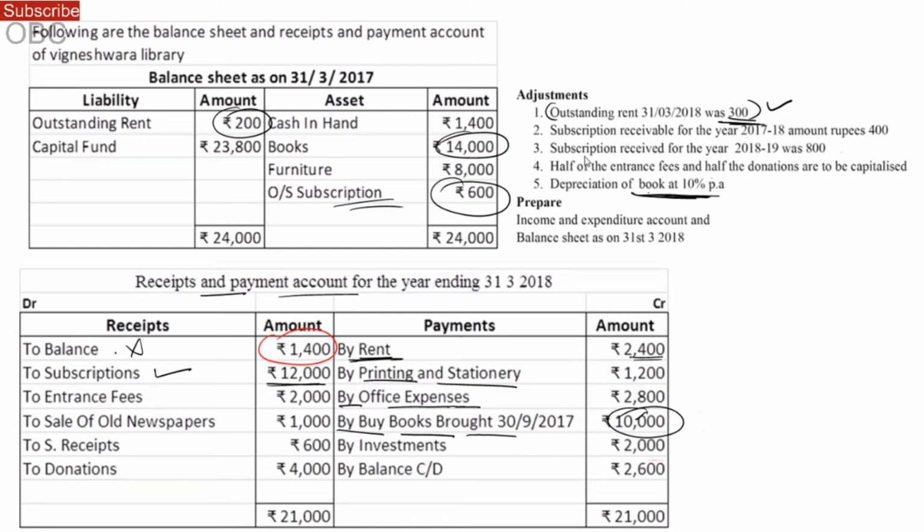We have subscription received for the year 17-18, amount 400 rupees. So this is one thing, and subscription received for 18-19, 800, is there. So two adjustments regarding subscription. The first adjustment belongs to this year, so we are adding that, and the second adjustment belongs to next year, so we are subtracting it. So first subtract, finally we'll add. So subtract this 800, that belongs to next year.